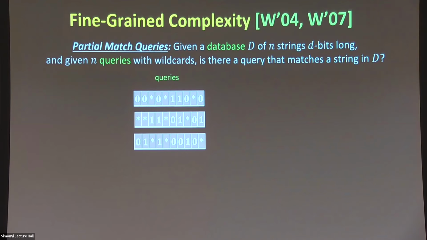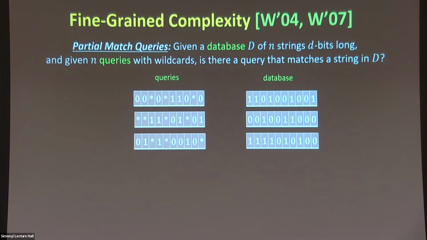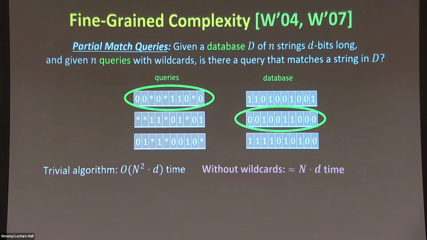So I'll have some queries and some database strings. For example, these have a match, in the places where all the bits of the query match all the bits of the corresponding string. This is a very important problem in computer science. If there are no wildcards, you could simply set up a binary search tree on the database and look up the queries very fast. But once there are wildcards, it becomes again a quadratic time type problem. I need to apparently try all the pairs from the queries and the database and just check.